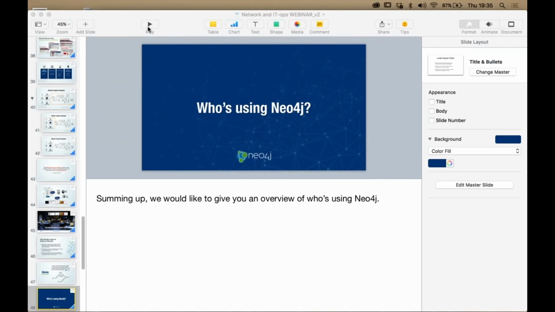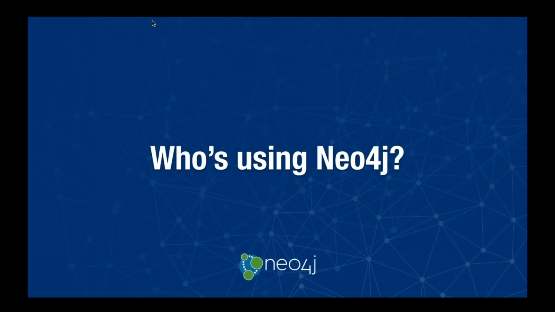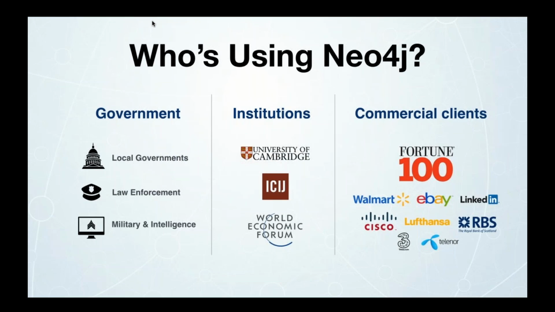Thank you, Will. So that was a brief overview of how you could use graph databases and Neo4j to tackle problems related to network analysis and the security graphs. Just to sum up, we'd like to give you a quick overview of who's using Neo4j and the adoption of graph databases. We have a wide adoption of this technology, from government, which uses it for its data operations, to institutions like the World Economic Forum or ICIJ, and of course many commercial clients in the Fortune 100s like Walmart, eBay, LinkedIn, Cisco, etc.